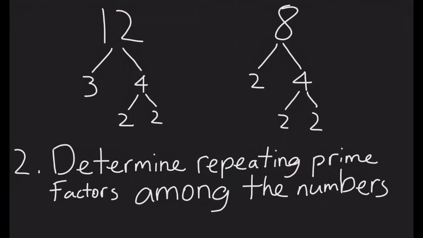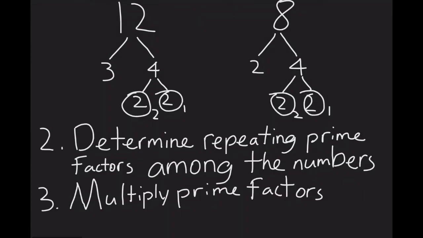The second step is to determine repeating prime factors among the numbers. So for this scenario, there are 2 repeating prime factors. There's 2 2's. All right. And the third and final step is to multiply prime factors. So for repeated prime factors, you only multiply them once.